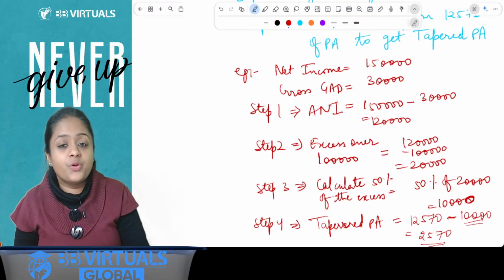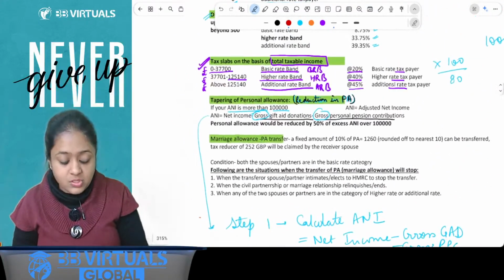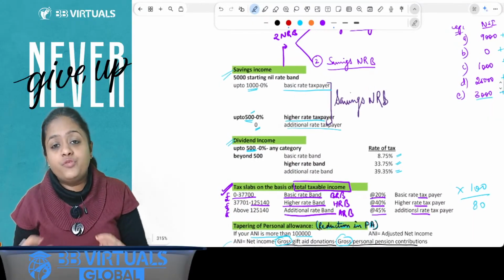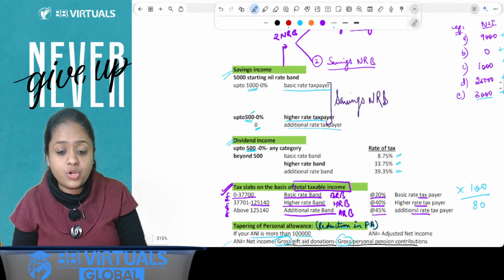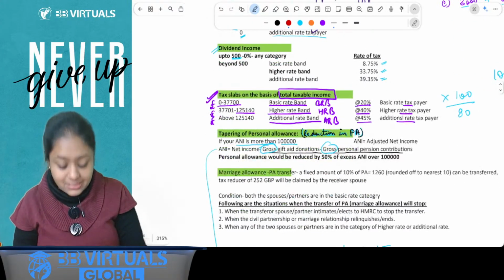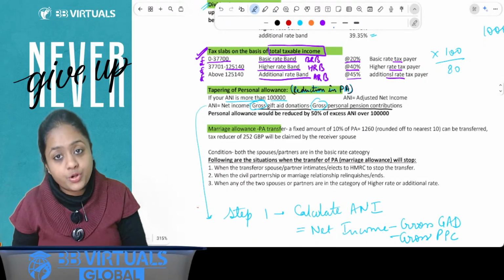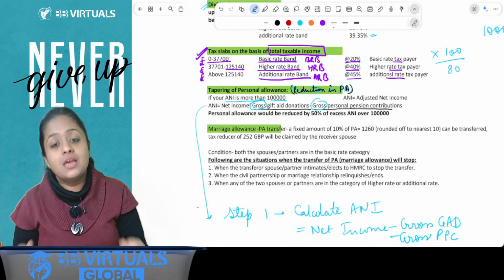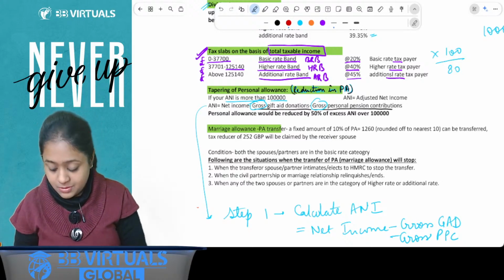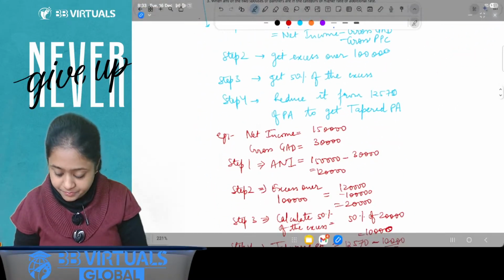Very good. Okay, I hope I'm clear. So what we have covered here is also tapered PA, the tax calculations. Now, instead of taking any new concepts more today, I think let's do some questions just to have understanding, and then I will just take one concept more for today, that will be marriage allowance. Let's just do 2-3 questions and then we will do marriage allowance. Okay, and the balance portions I will cover tomorrow.